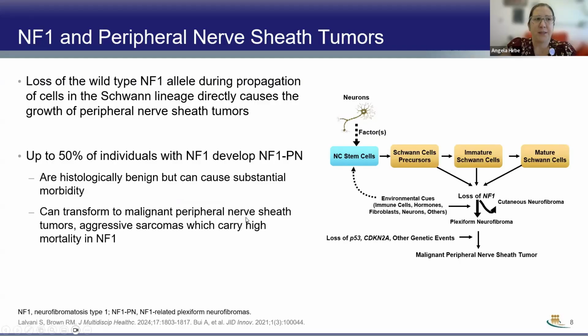So we think about how these tumors, plexiform neurofibroma tumors, develop. You have loss of the wild-type NF1 allele in the Schwann cell lineage. So you start with these heterozygous Schwann cell precursors. And when you lose that second copy of NF1, in the context of different environmental cues from these heterozygous cells within the microenvironment, you can end up with a plexiform neurofibroma. And then other genetic changes, such as loss of P53, CDKN2A, or components of the PRC2 complex, lead to development of malignant peripheral nerve sheath tumors, that aggressive cancer.